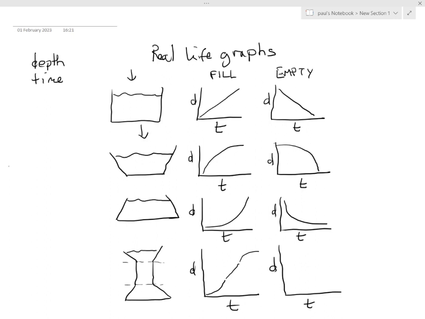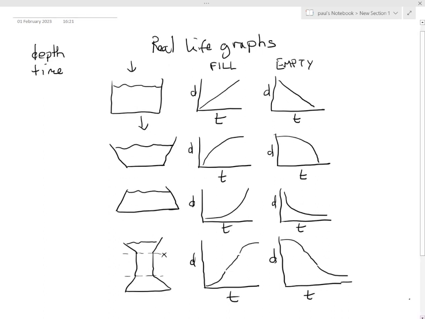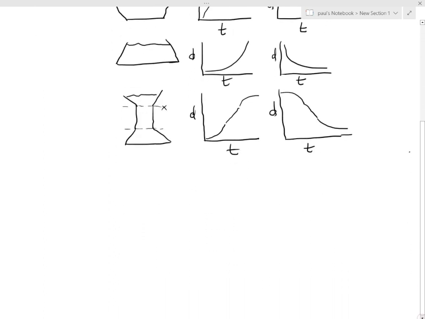So what happens when we empty it? Well, it starts emptying slowly and increases. Then it gets to this point here, and that will be a constant, and then the opposite will be true. I think that should go right down to the bottom if it empties, but there you go. So that's that. Real life graphs are all about matching up the graph to the shape of the container.